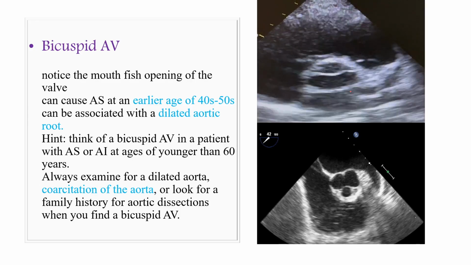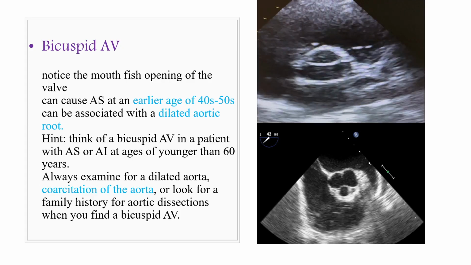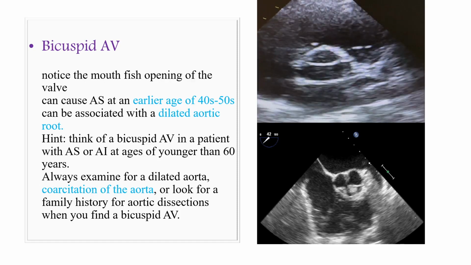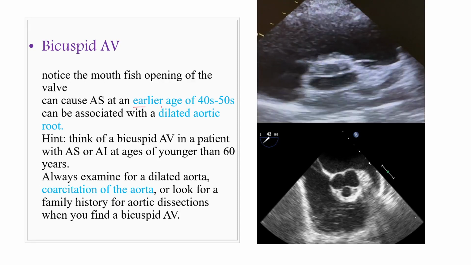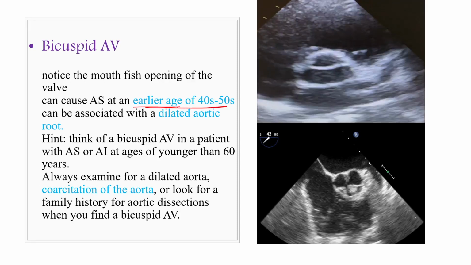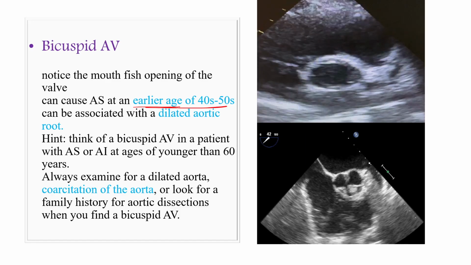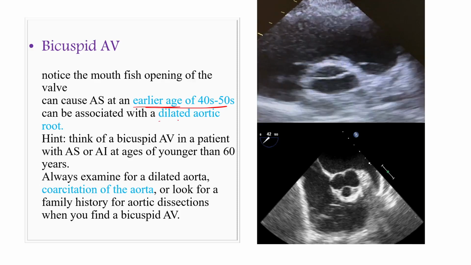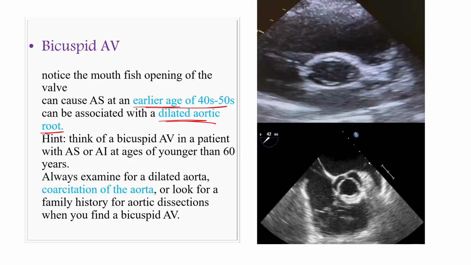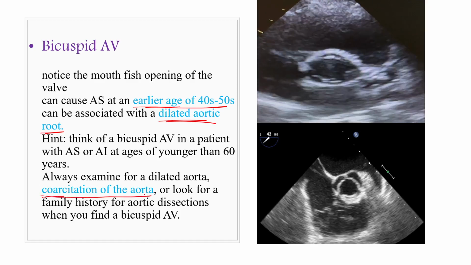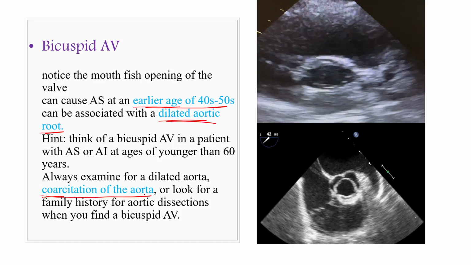What you need to know about bicuspid pathology are the following important points. The first point is that they present earlier, manifesting with aortic stenosis in the 40s and 50s. The second is that they are associated with a dilated aortic root and aorta. And the third is that they are associated with coarctation of the aorta.